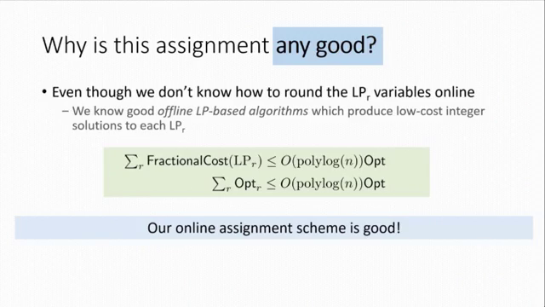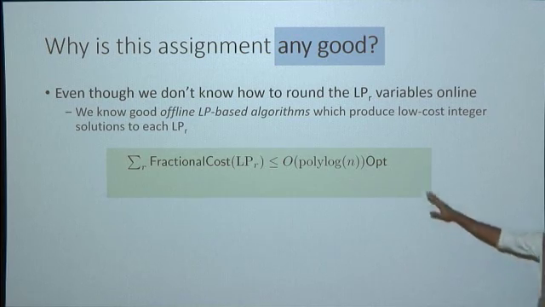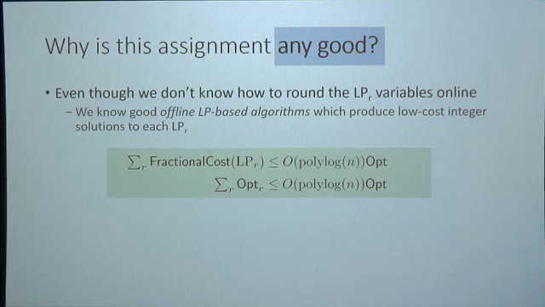So after this we are almost done. The reason is, even though we don't know how to round the inner LPs, we know that the inner LPs are good. The integrality gap of each inner LP is small. After the previous slide, we have shown that the sum of the fractional costs of these inner LPs is at most polylog times opt. And the integrality gap of each inner LP is small, because we know offline rounding algorithms for the inner LPs. Therefore, the sum of the optimal solutions of each inner LP is also small. This gives us a certificate that our assignment did not screw up, and that is all that we care about. So our online assignment scheme is good.